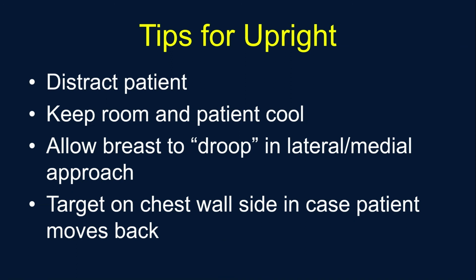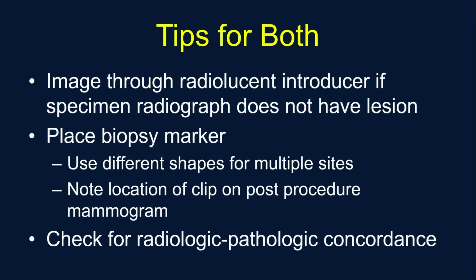Keep the room and the patient cool. You don't want to have a 78-degree room; you really want to keep them on the cool side. Allow the breast to droop, particularly if you're doing a lateral or medial approach, and then target on the chest wall side in case the patient does move back or pull out of the machine. And for both of them, you can always image through that radiolucent introducer if your specimen radiograph does not seem to have the lesion.